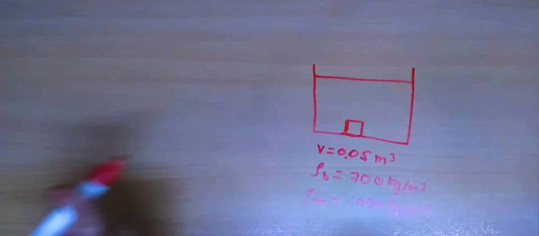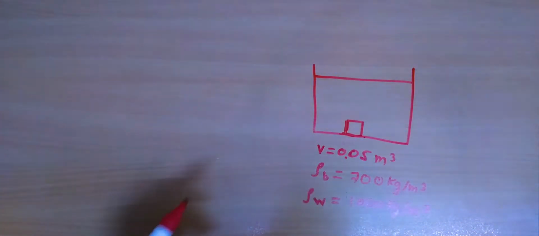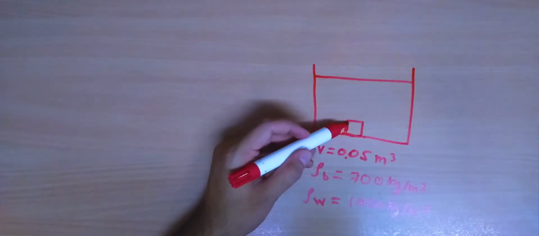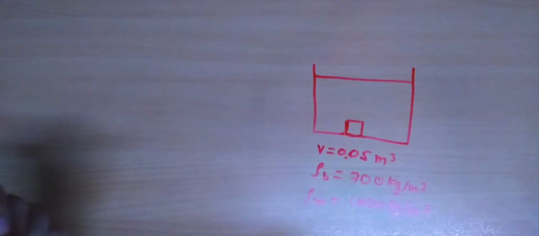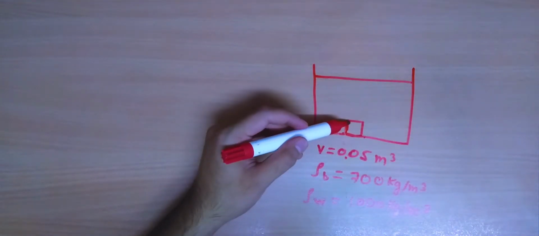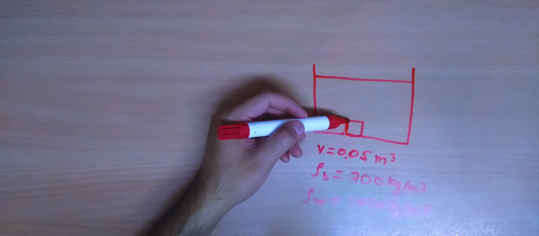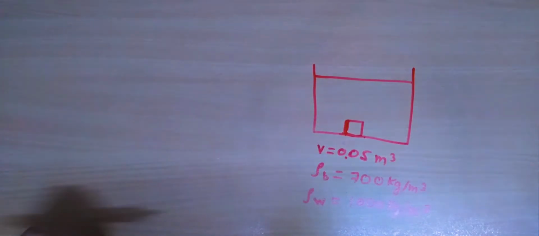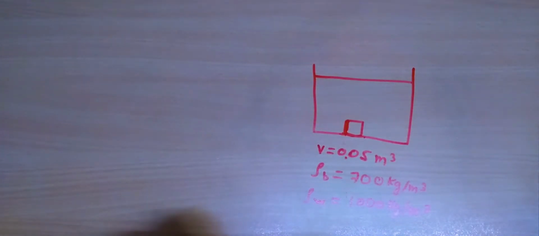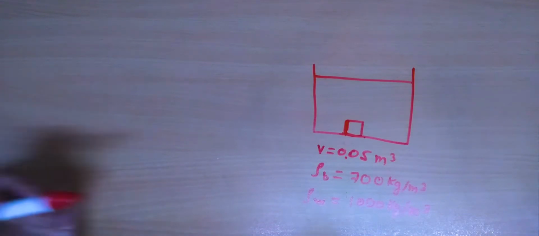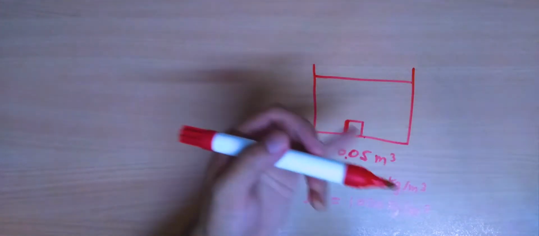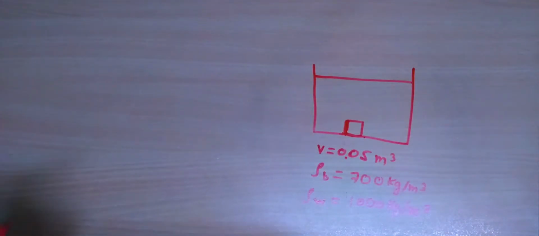So the volume of water that is displaced should be equal to the volume of the block, because that is the space that I need to create to accommodate this block. So the first part simply says that the volume of water displaced is equal to 0.05 meter cube, because that is the volume of the block.